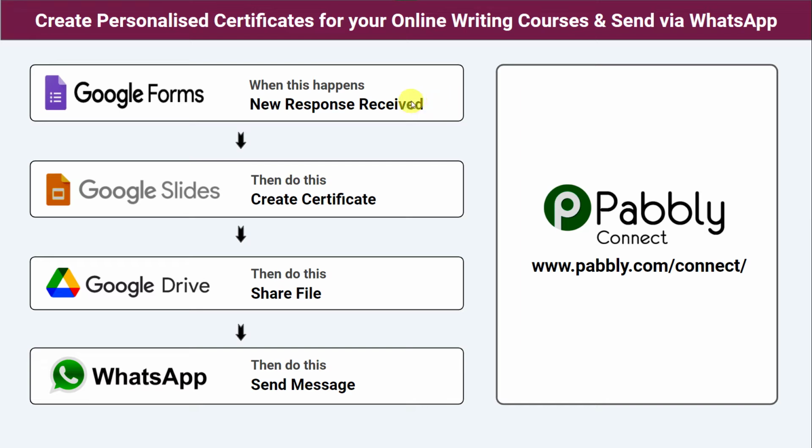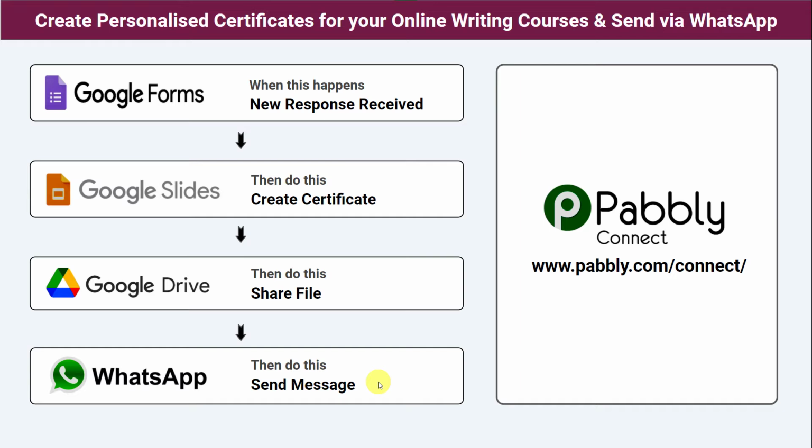Or the second option is you can create an automation so that whenever you receive a response in the Google form, a certificate is automatically created in Google Slides. The same certificate will be saved into Google Drive and it will be shared on the WhatsApp number of your student along with a message also.